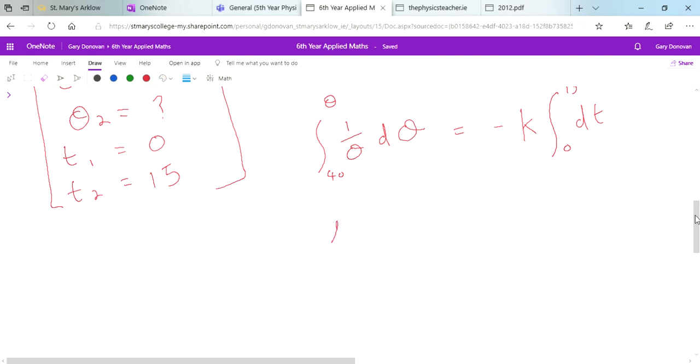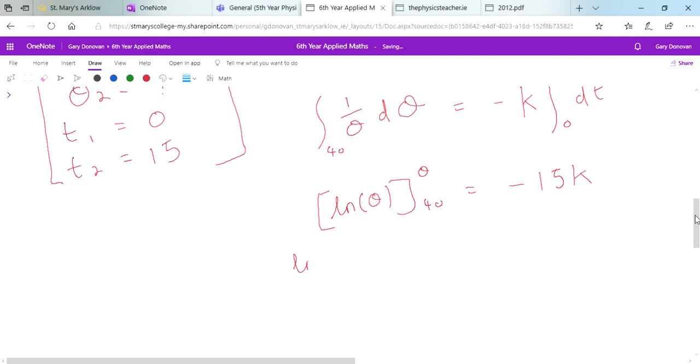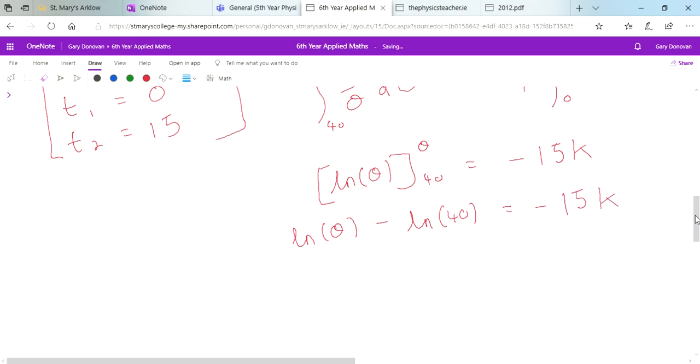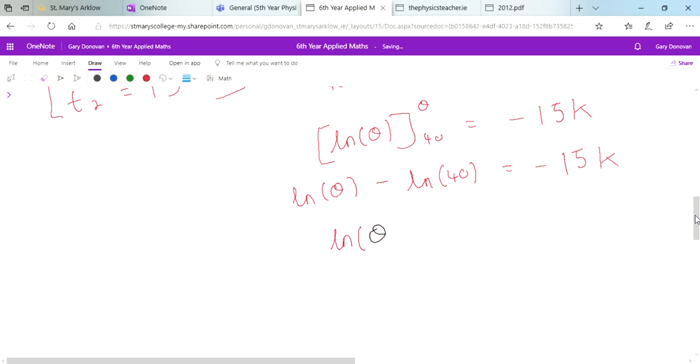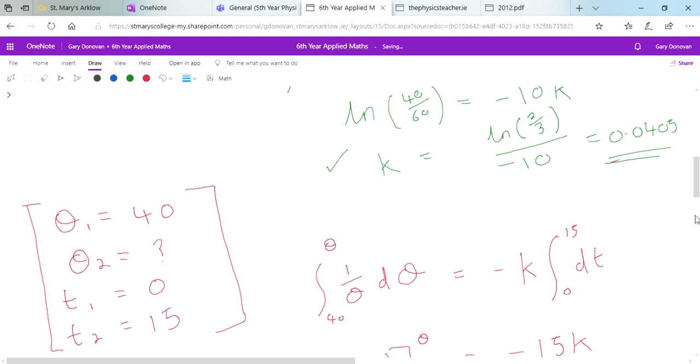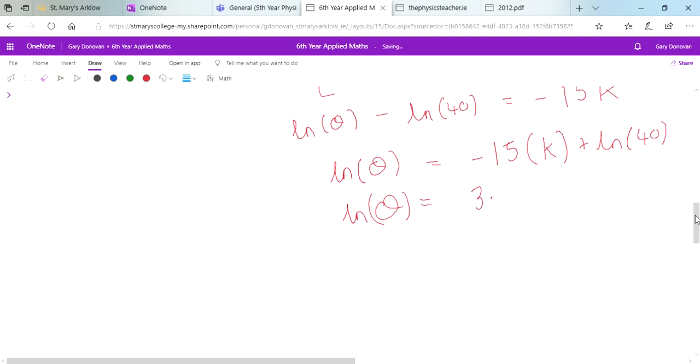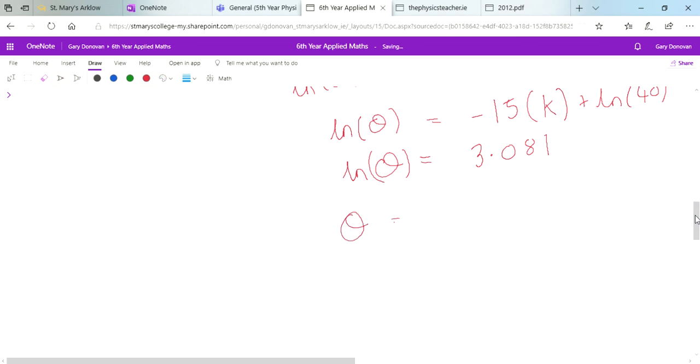So we have log of theta between theta and 40 equals minus 15k. That's log of theta minus log of 40 equals minus 15k, and we're just solving for theta now. So log of theta equals minus 15k, and remember we know what k is, plus log of 40. Type that into your calculator, using the answer for k from part 1, and you should get 3.081. So therefore theta equals e to the power of 3.081, and that equals 21.78 degrees.